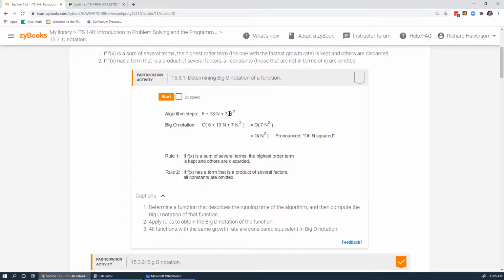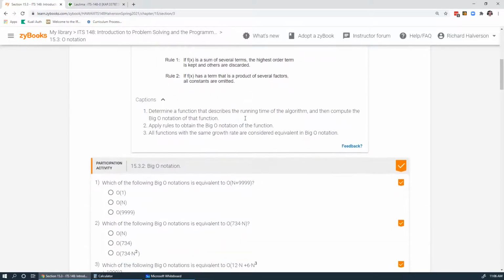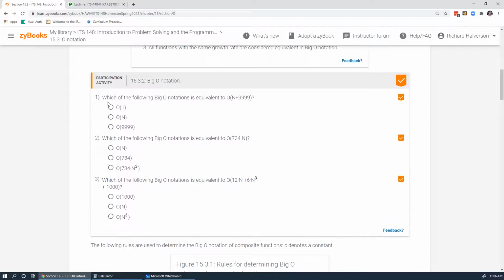Now this is a constant, so we can drop off the constant. If it's something else, like log of n, then you would not drop that off. You'd leave it there. All right, so that's how you determine the big O. So we see this. Which of the following big O notations is equivalent to this? Well, you drop off the constant, so it's n. It's just O of n. That's it, O of n.